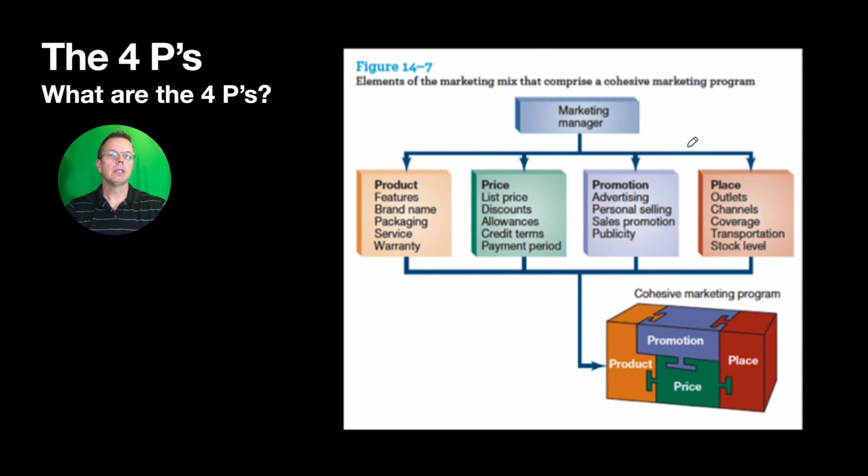Last but not least, place. We look at many different aspects with place. So outlets, so where it actually is, where can we purchase this product? Okay. Channels, what does that mean? How do we get the product to our consumer? Does it go online? Is it brick and mortar stores? How does it get there? Coverage, what areas? Is it only just Canada? Is it all in North America? Where is it? Is it just locally within our city?